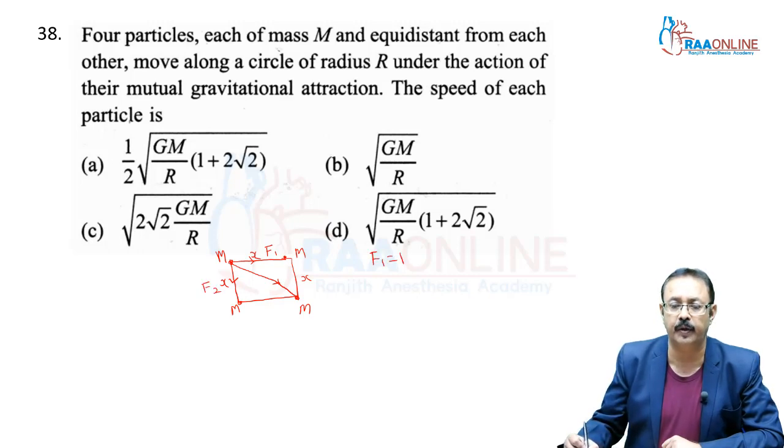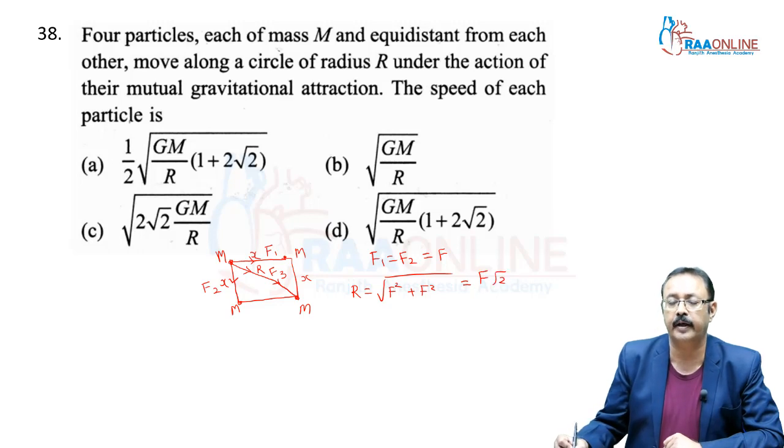F1 is equal to F2, say equal to F, and they are acting at 90 degrees, and this is F3. First we will calculate the resultant of F1 and F2. It will be in the direction of this only. So what is R? R means under root F square plus F square, because the angle between F1 and F2 is 90 and cos 90 is 0. So we are getting F root 2.